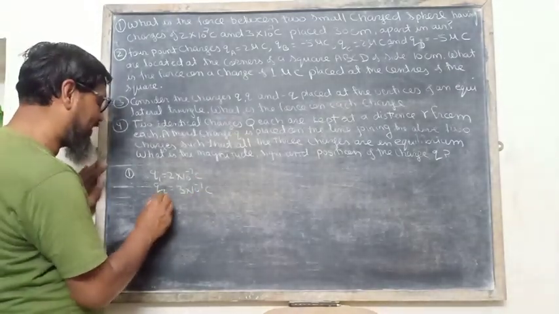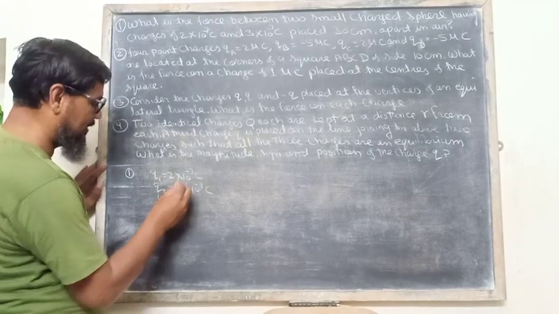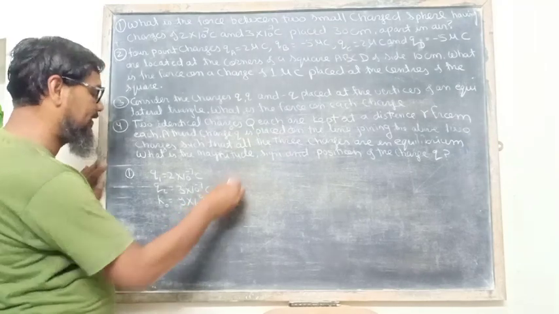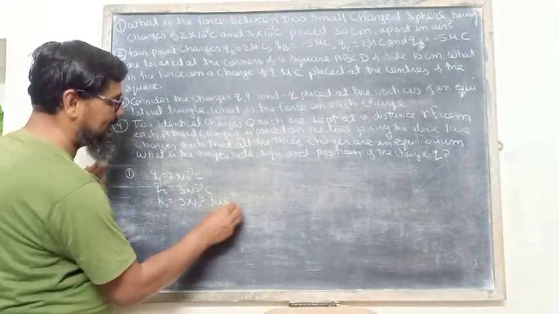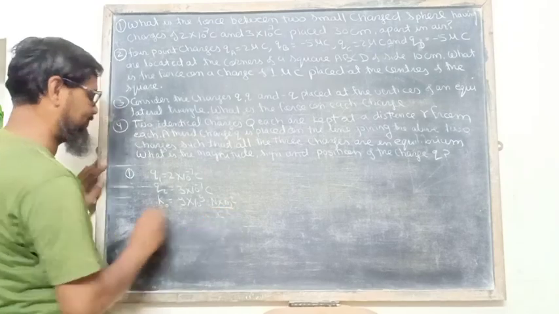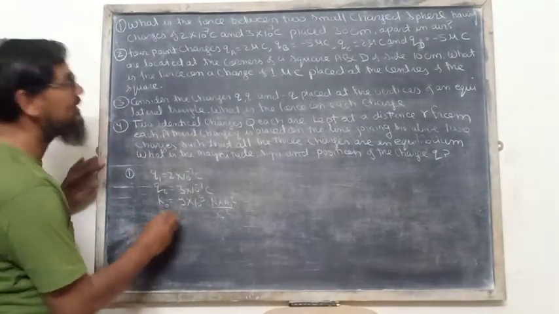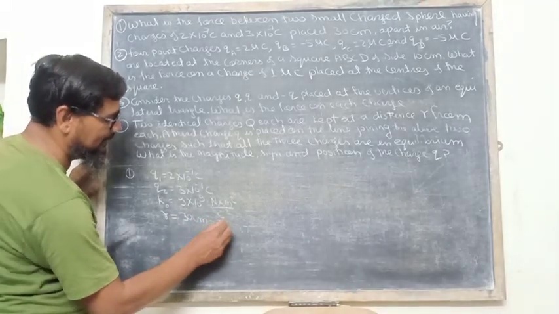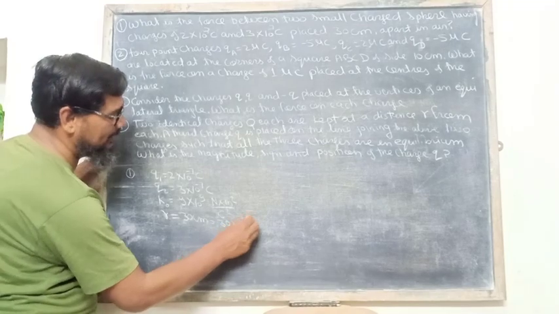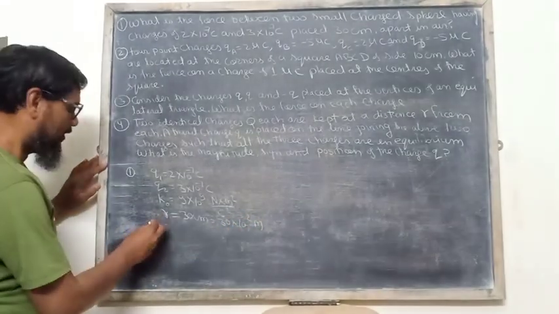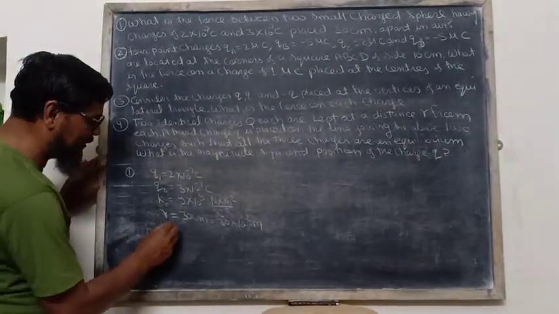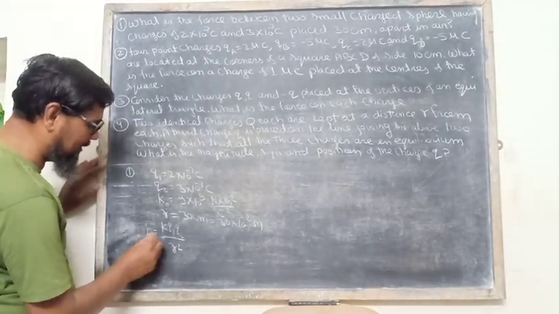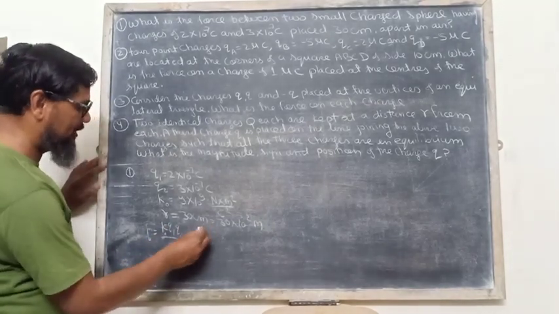For air and vacuum, the values are equal, and K will be 9 into 10 raised to the power 9 Newton meter square upon coulomb square. And the separation of charges is R is equal to 30 centimeter, and we shall convert it into meters. So 30 into 10 raised to the power minus 2 meter. The formula is F is equal to K Q1 Q2 upon R square. Now we shall put the values.